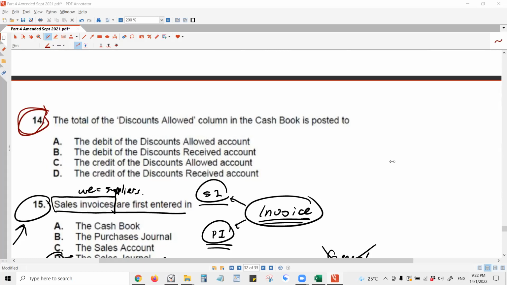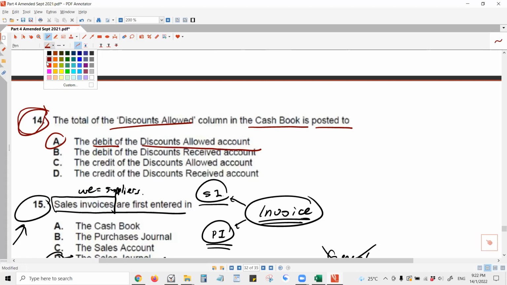Now the answer is A. It's very straightforward. Total of discount allowed column in the cash book is posted to the debit side of discount allowed account. No question can be easier than this. This is the most entry level question. So if you have done it wrongly, look carefully. Be careful. So answer is A.